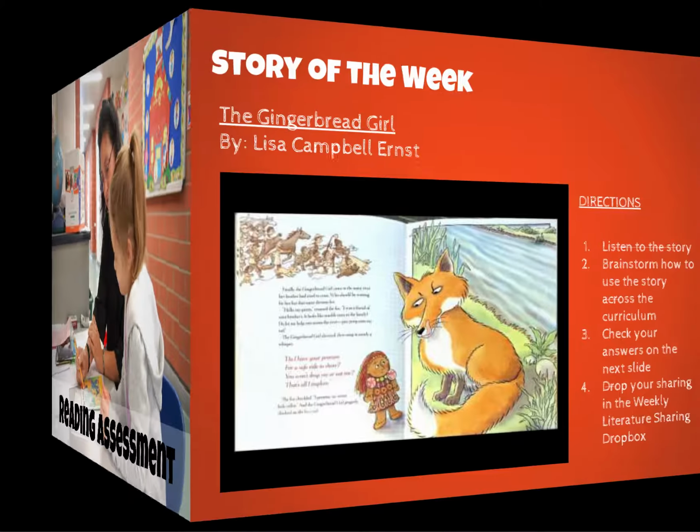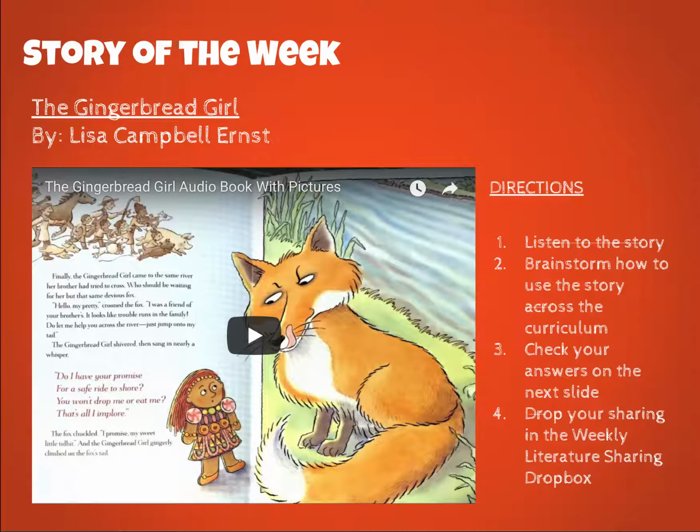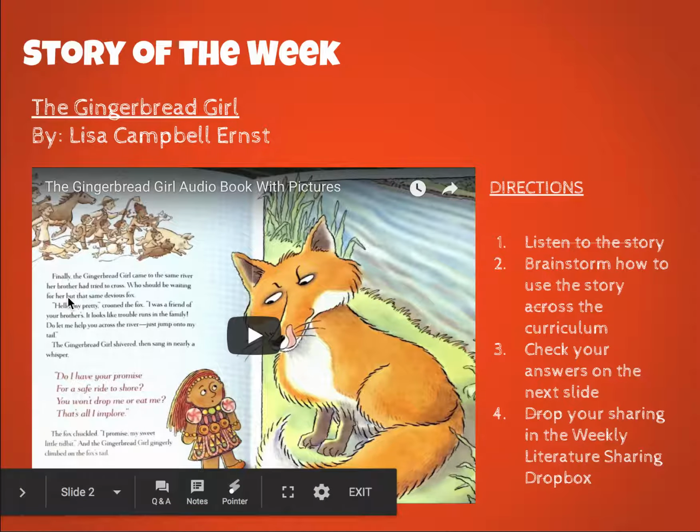We'll start with our story of the week, which is The Gingerbread Girl by Lisa Campbell Ernst. This is one of my favorite stories to use during a gingerbread theme. So check it out, listen to the story, and brainstorm how to use that across the curriculum.